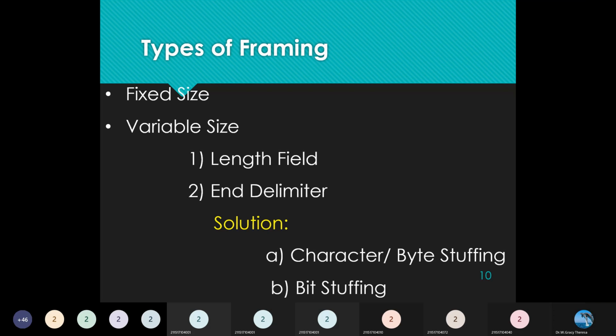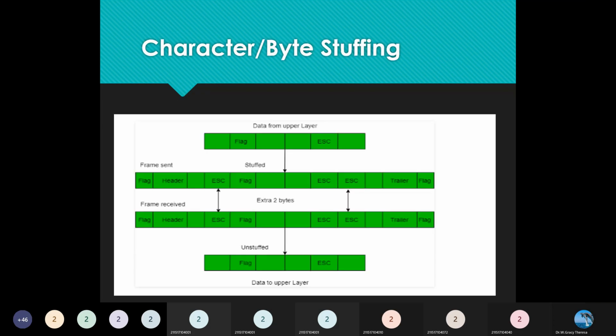And of course, to better identify the starting and the ending, and the problems that arise in variable size framing, there are certain solutions, what is called character or byte stuffing, and another one is bit stuffing. So what is this character or byte stuffing? This is very important, so we go for this particular topic, character or byte stuffing.